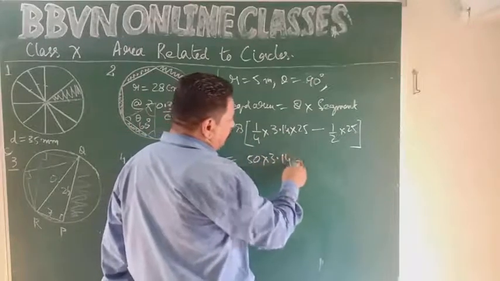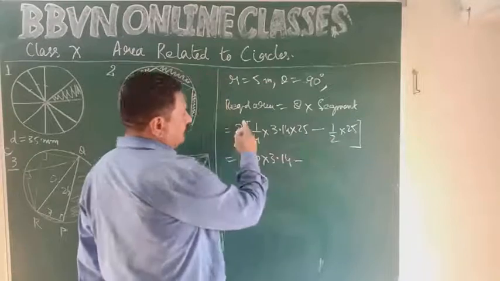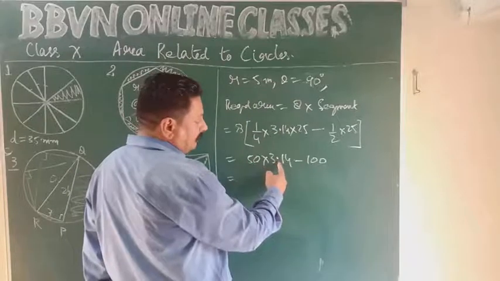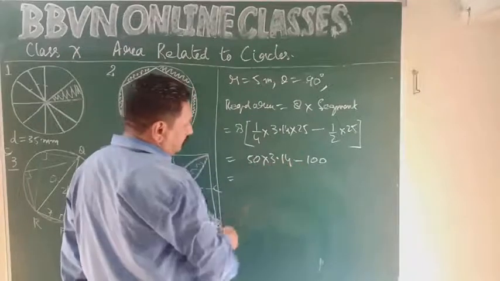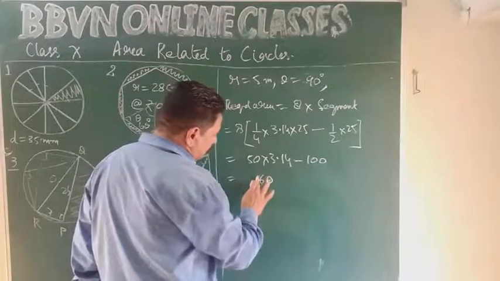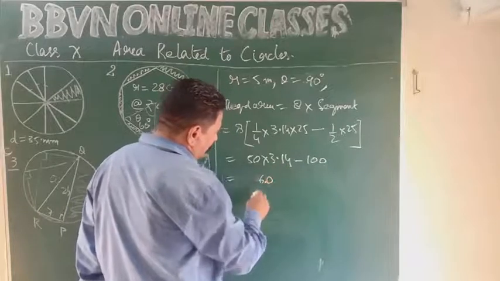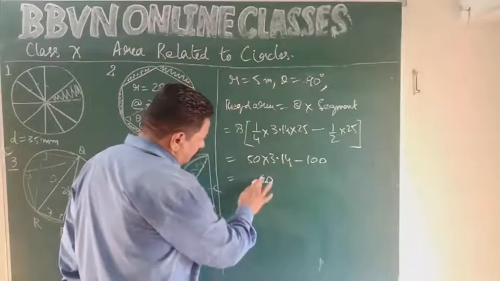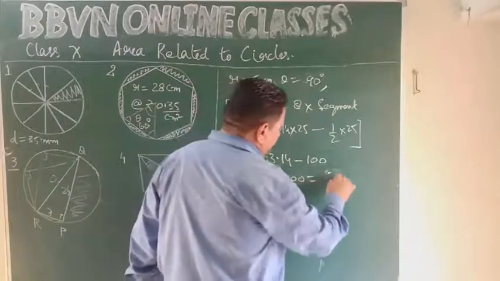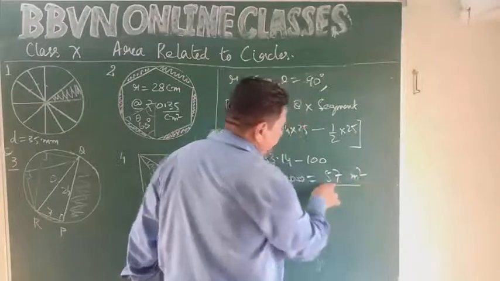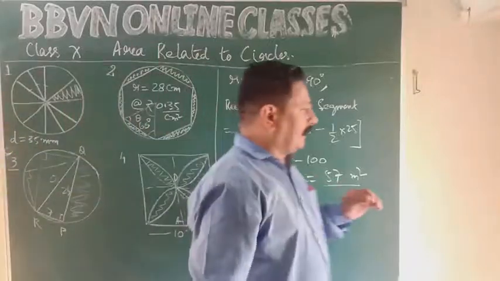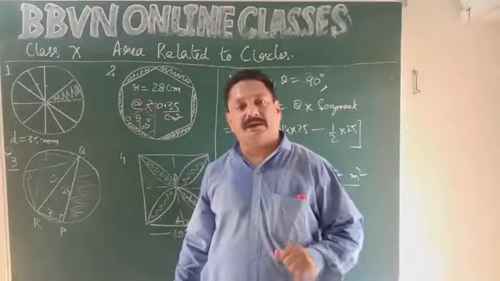50 into 3.14 minus, 8 goes inside, 2 goes 4 times, 4 into 25, 100. This 0 takes out one decimal to the right side: 31.4 multiplied by 5, 157, minus 100, that is 57 meter square. This is the area of the shaded part, right children? In the same way, try to solve as many questions as you can from the NCERT exercise, then we'll move ahead.